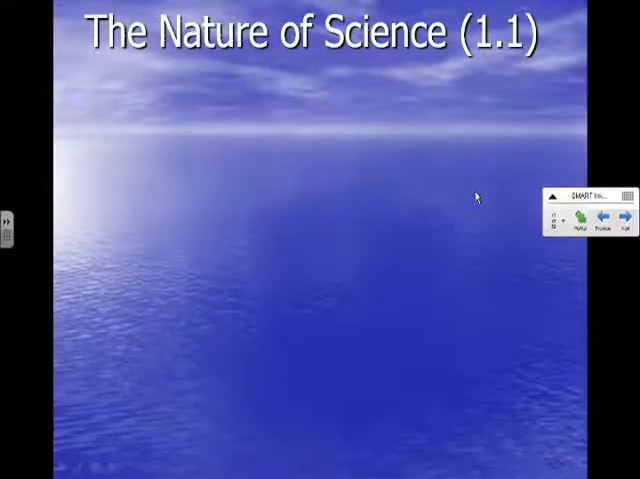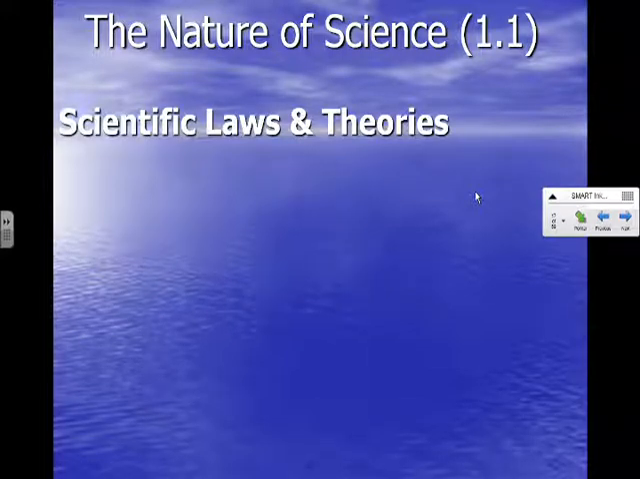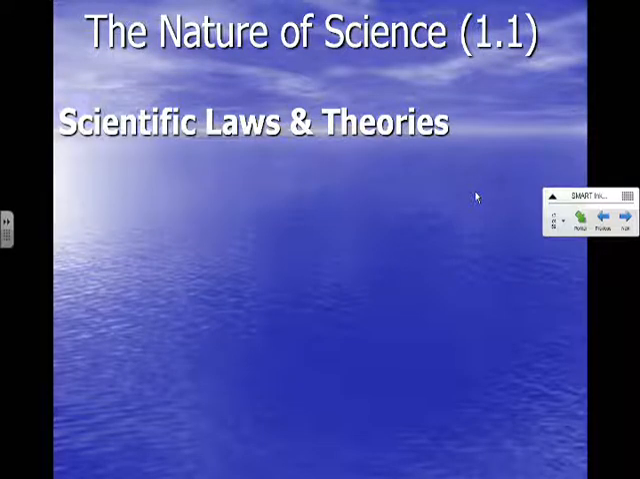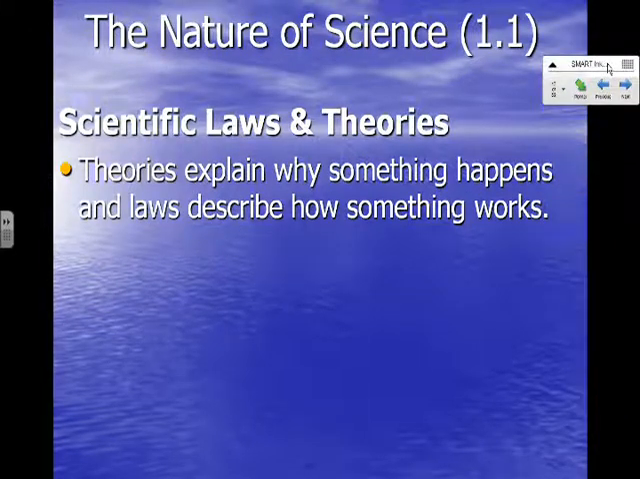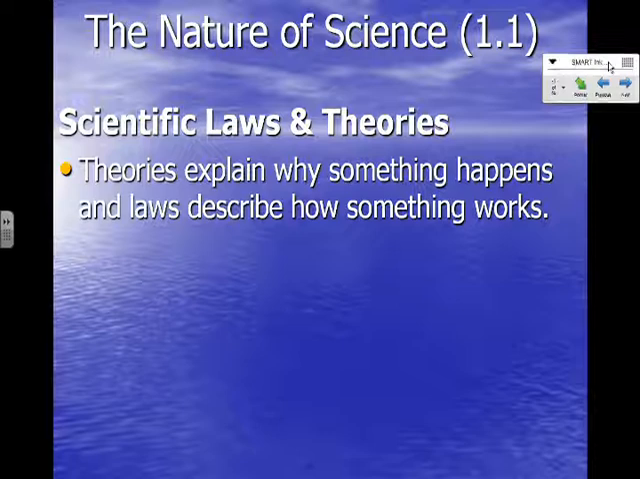Now, let's go ahead and continue to talk about the nature of science in talking about scientific laws and theories. I've already touched on this just a bit, but you need to be able to compare and contrast what a scientific law and a scientific theory is. Theories explain why something happens. Laws describe how something works.